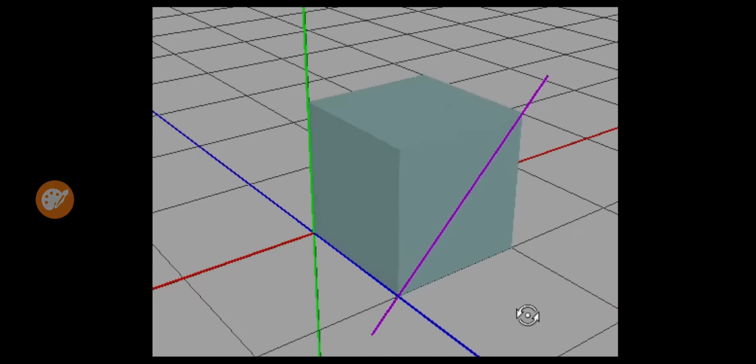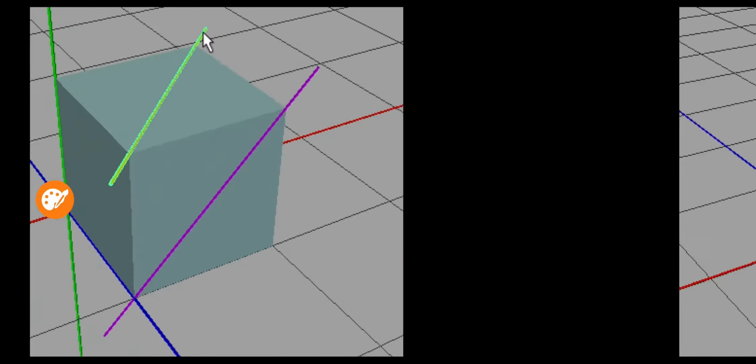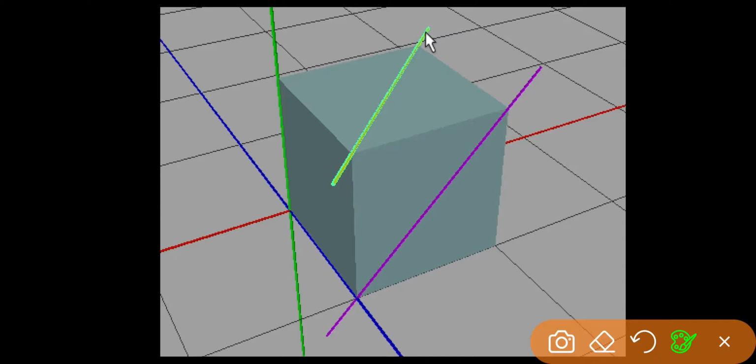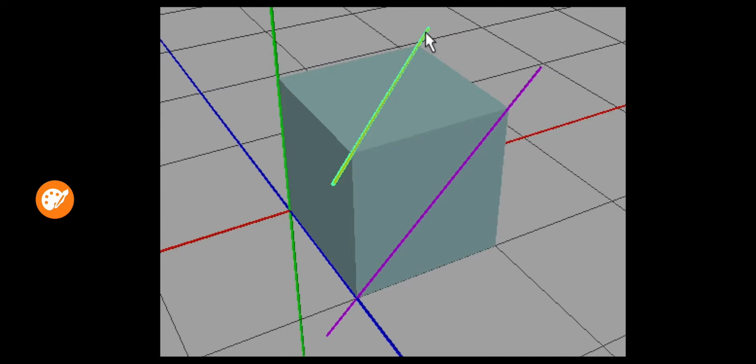Now see, I've drawn a line like this. It's going to the bottom as well as to the top, moving in a crosswise direction, below and up. Let's draw another line. See this line, it's parallel to this plane. Now you look at the diagram carefully, you will see they will not intersect.